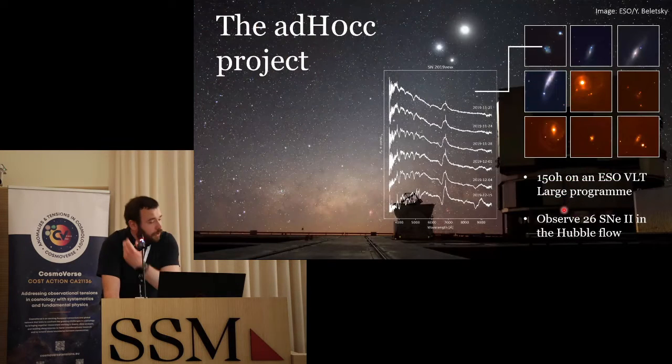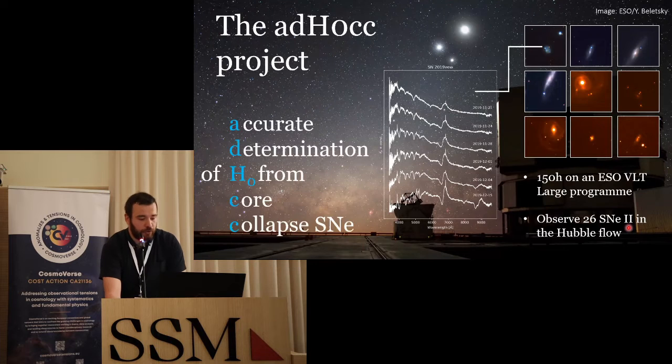Also, at the very end, so this was based on literature data, but we are also trying to run a more precise analysis with a dedicated data set. And for this, we had a VLT large program that was running for 3 years on ESO VLT UT1. We observed 26 Type 2 supernovae in the Hubble flow. This collaboration was named ad hoc. So this is where the collaboration name comes from. That stands for accurate determination of age not from core collapse supernovae.